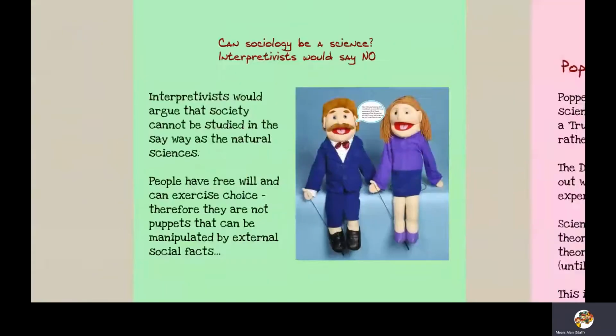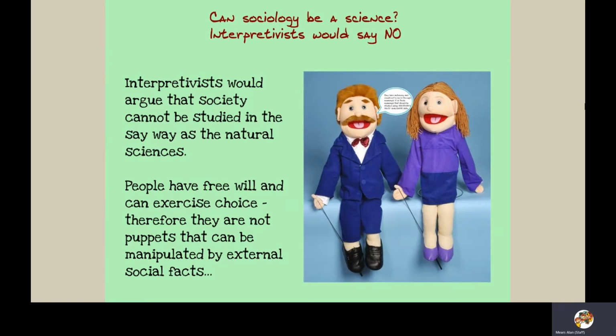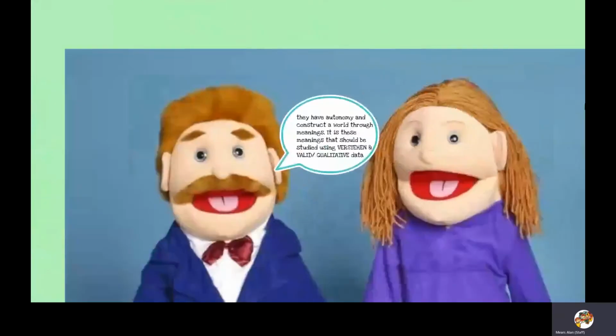So can sociology be a science? Now, interpretivists would say the opposite: no, it can't be a science. They argue that you can't study human beings in the same way as the natural sciences. People have free will, have choice, and we are therefore not puppets controlled by external social factors. So the main thing we mentioned before is autonomy.